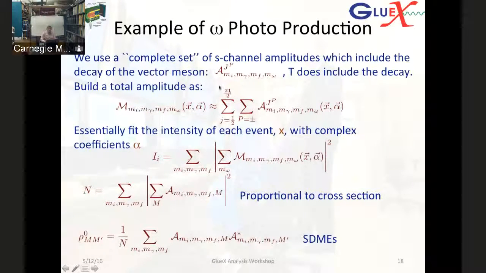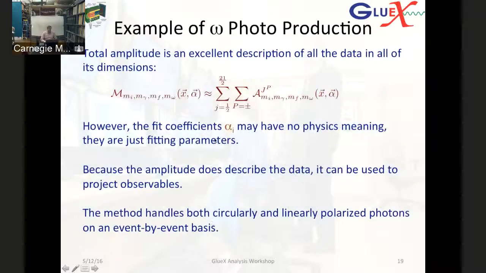So you use this complete set of S-channel amplitudes described here. You basically use that to produce an intensity, which is then compared to the experimental data, so a log likelihood fit event by event. And once you've got this, then you can produce the cross-section. And if you back off and don't compute the decays, you can extract out the spin density matrix as well. And this method is also nice because it describes the data in all the dimensions with this amplitude that really has no physical meaning other than it describes the data.